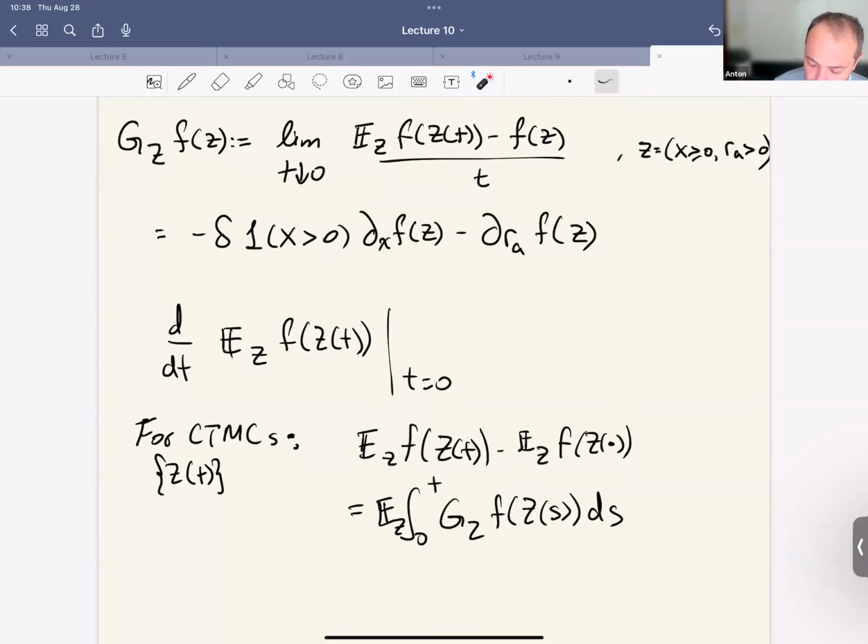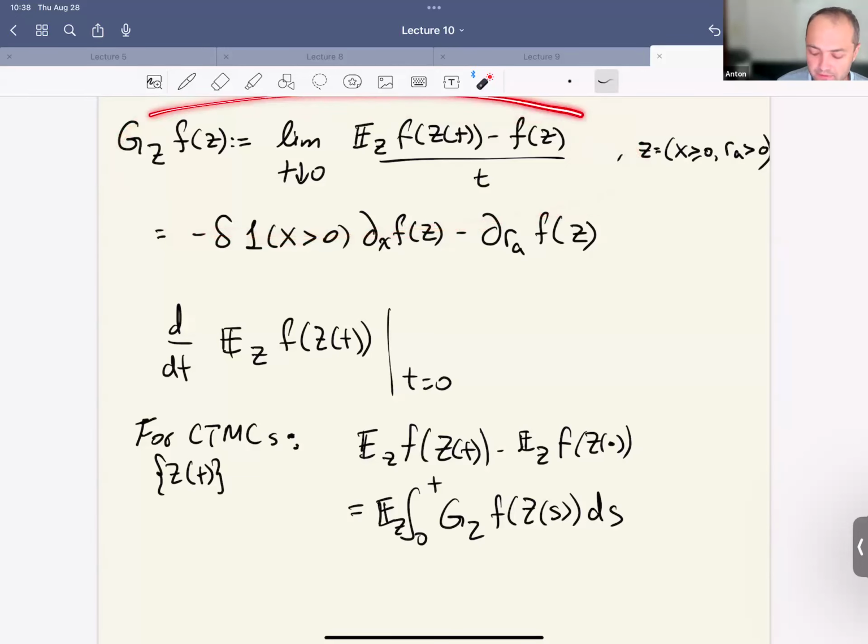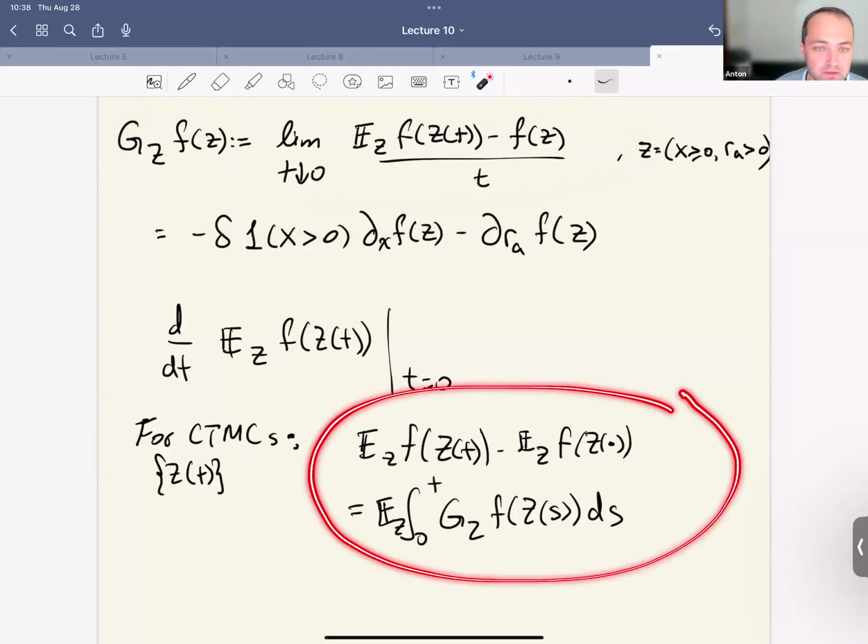All right. So the generator is important, not because this has some inherently interesting properties, although it ultimately does, but because of this. This is why it's important. This is again Dynkin's lemma.